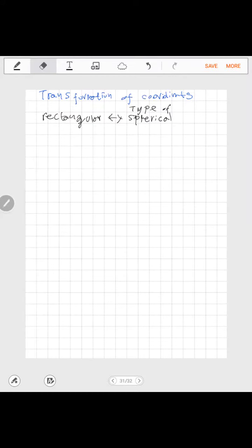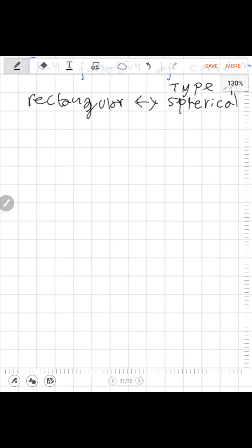Hello everyone, in the next video I'm going to talk about transformation of coordinates. That's very important in positional astronomy. So we're going to talk about the transformation between rectangular coordinates and a type of spherical coordinates. In a moment you're going to see why I say a type of spherical coordinates.